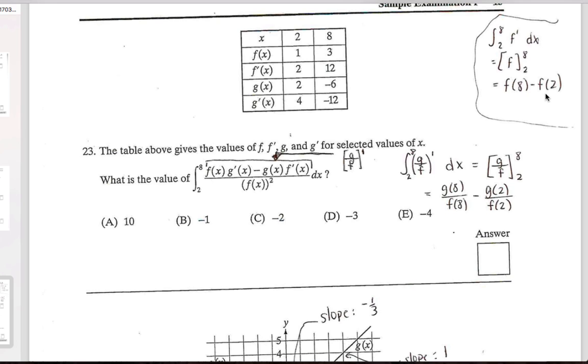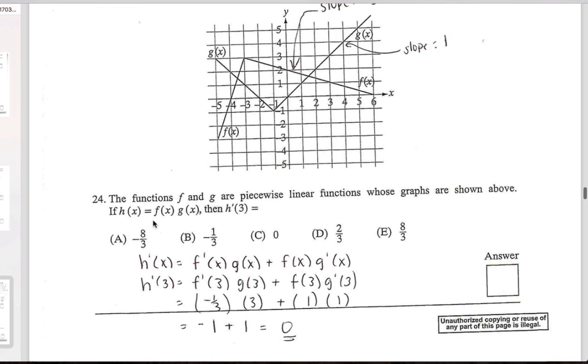Again, what did I do? I did f of 8 minus f of 2. So I should do g of 8 over f of 8, put in the 8 first, minus g of 2 over f of 2. And then I would just plug in the values from the table and I would get my final answer. On 24, this is just a product rule.